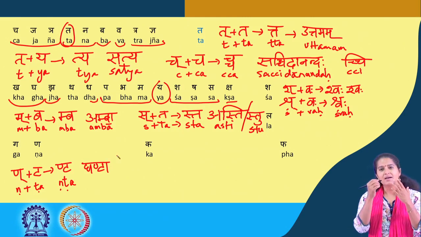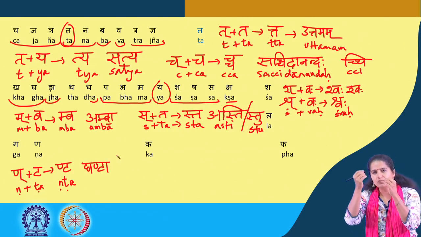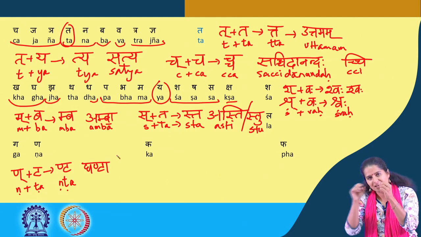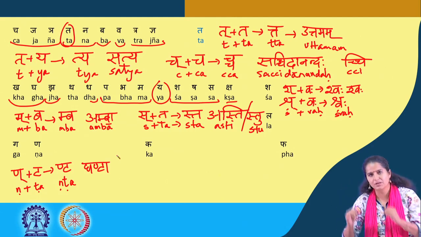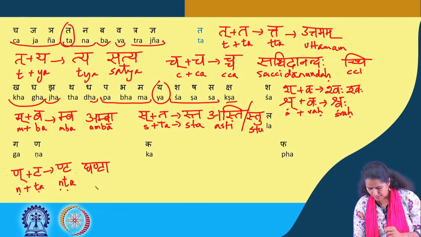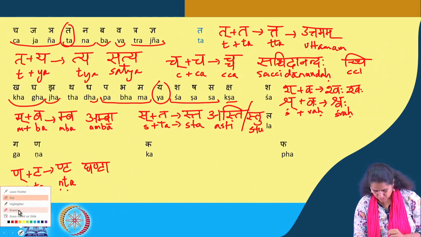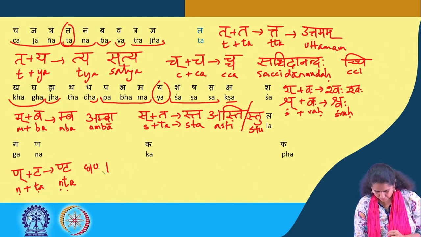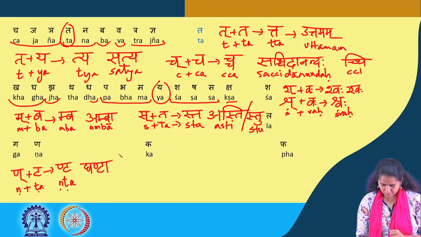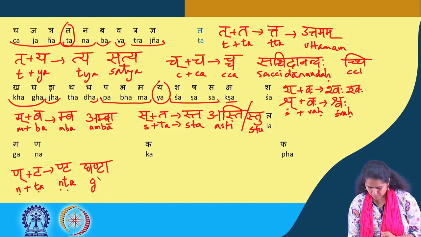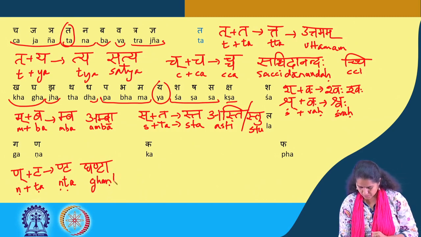You can literally break up the sounds one at a time and represent them symbolically through the letters. Okay, so ghanta, the t, I will just write that a little better for you. Okay, so that is the ghanta.